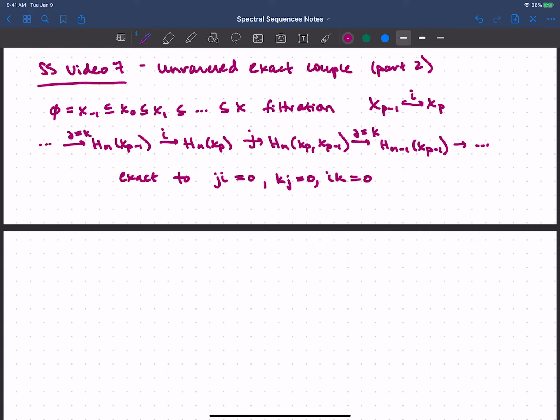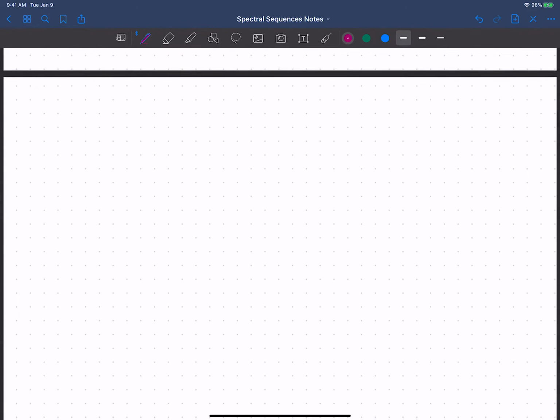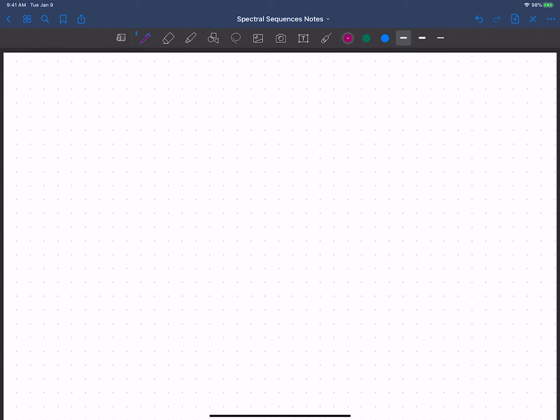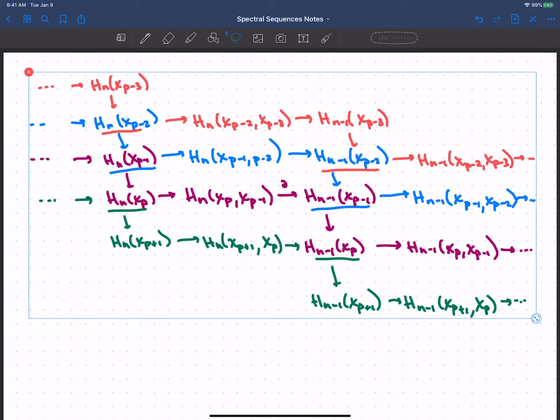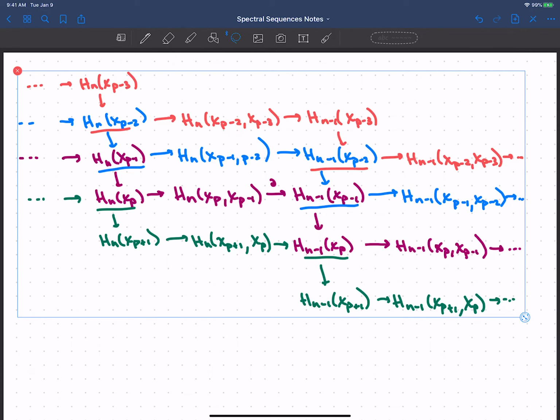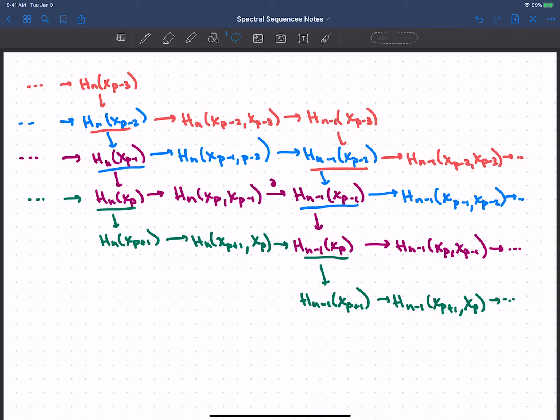In any case, let's get back to our unraveled exact couple. I'm just going to paste the one that we had before, though you'll see I've now added another line. So I've included the homology of X_{p-3}, and of course this continues, so really in all directions. Okay, and now we want to say how we get a spectral sequence from this. Well, at least we'll say part of the story.